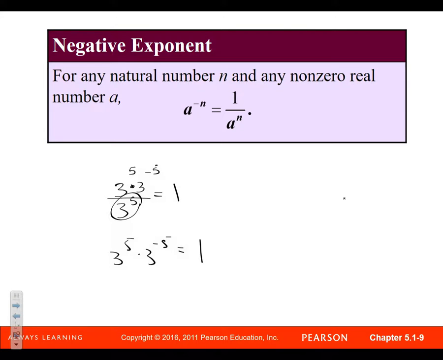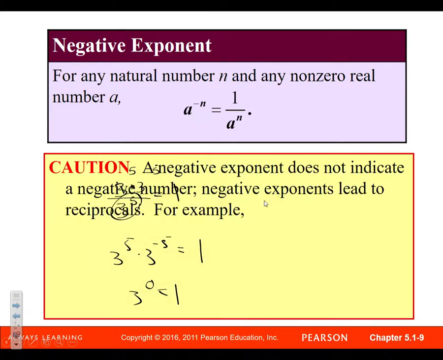And a few rules ago, we said, if you have powers with the same base, then what can you do with the exponents? You can just add them, right? So what is 5 plus a negative 5? And there's 3 to the 0 power equals 1. Does that make sense? So that's how anything to the 0 power is equal to 1. You can do that for anything that you create up here in the something over itself. Cool? All right, moving on up.